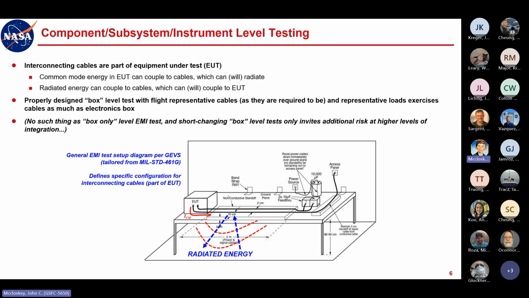And here's the general setup diagram for GEVs. It's a tailored version of the corresponding diagram in the mill standard. The main difference is just the capacitor network instead of LISNs. But it defines a specific configuration for interconnecting cables, in particular for radiated testing, right? Because the common mode currents that can couple onto these cables will produce radiated energy, and then incident radiated energy can couple onto these cables and be carried into the EUT.